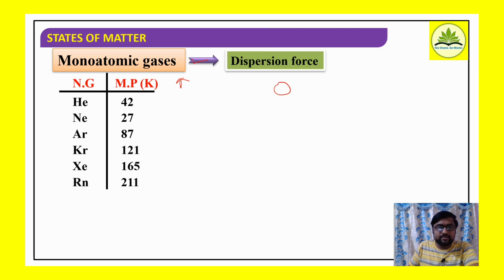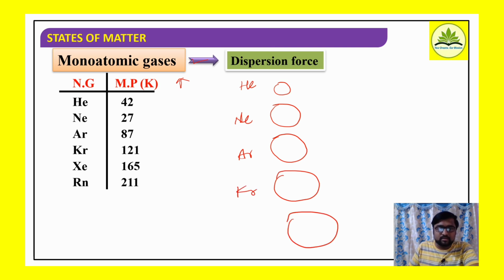If I consider the size of helium, just to visualize here, consider this is helium, neon, argon, krypton, and consider this is xenon. So down the group, size increases. We already know that as size increases, dispersion force also increases. Now look at their melting point values. The melting point value also goes on increasing down the group.